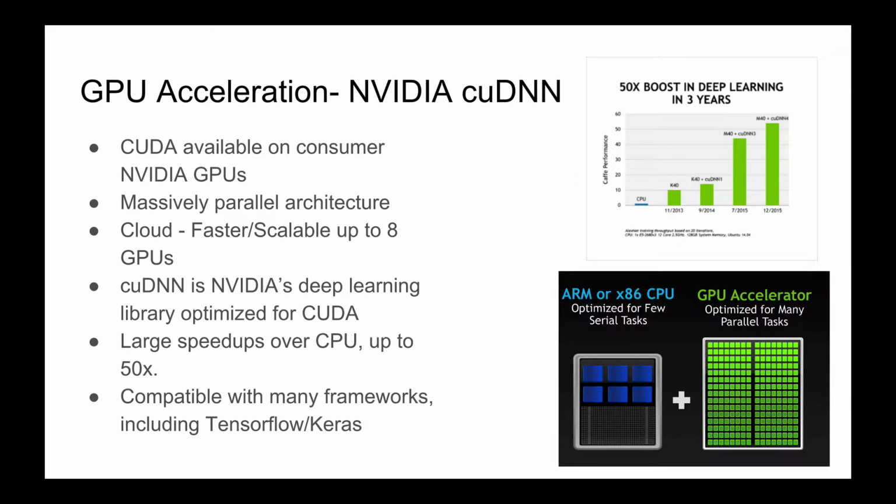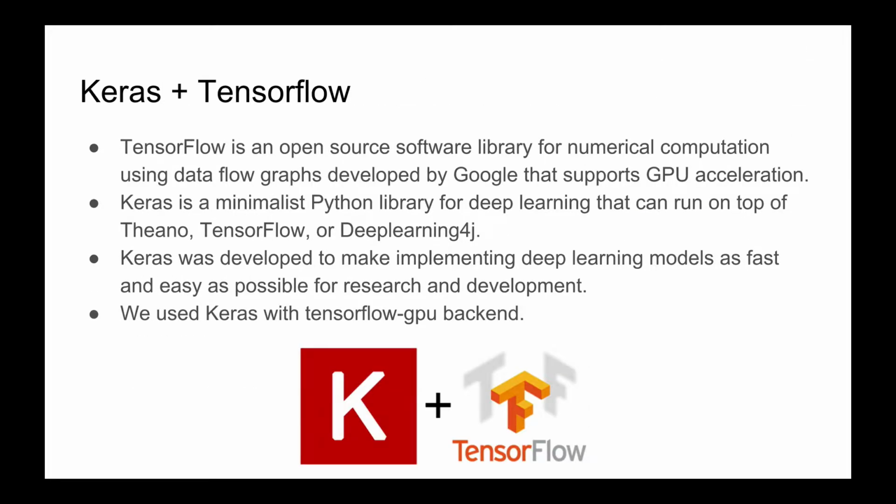So about GPU acceleration. NVIDIA, CUDA, and cuDNN libraries enable a massive amount of acceleration for tasks that are parallel. So we've seen speedups as much as 50 times over just using a CPU. CUDA and cuDNN are compatible with neural networks and TensorFlow. So we used Keras and TensorFlow for this project.